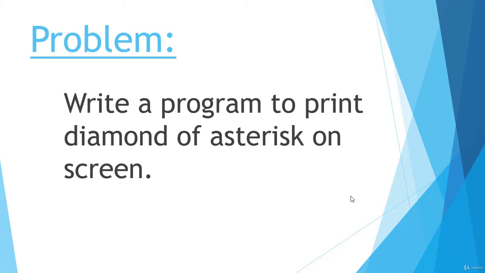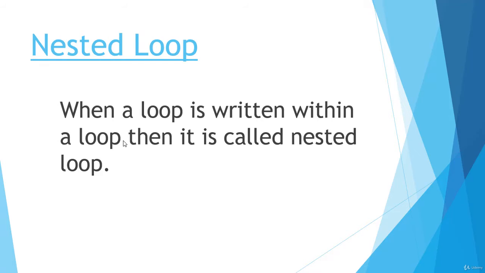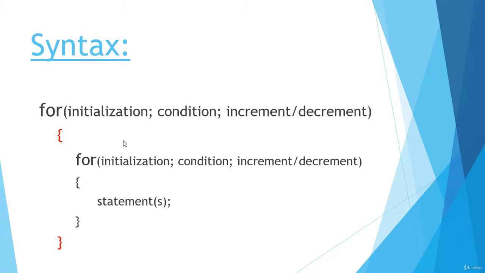Write a program to print a diamond of asterisks on the screen. Now before solving this problem, I want to introduce one more thing about nested loops. When a loop is written within a loop, it is called a nested loop. Look at its syntax. You can see I have typed the for loop, and within the body of the for loop, I have typed another for loop. This is what we call nested loops. You can write a while loop within a for loop and a for loop within a while loop. You can also write a for loop within a do while loop. You can do it in any way. So this concept is called nested loops.